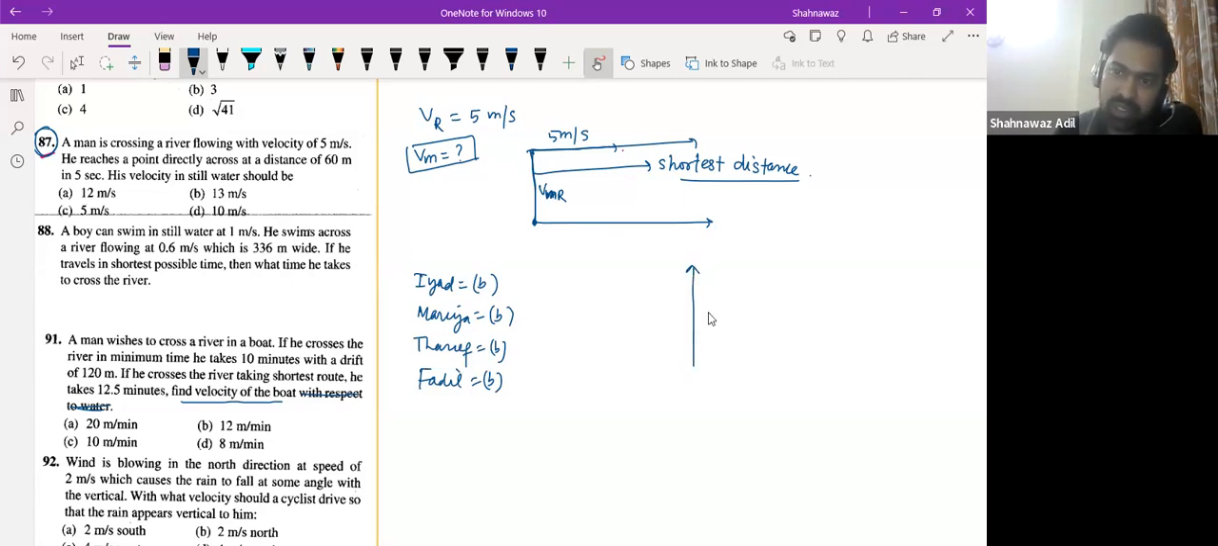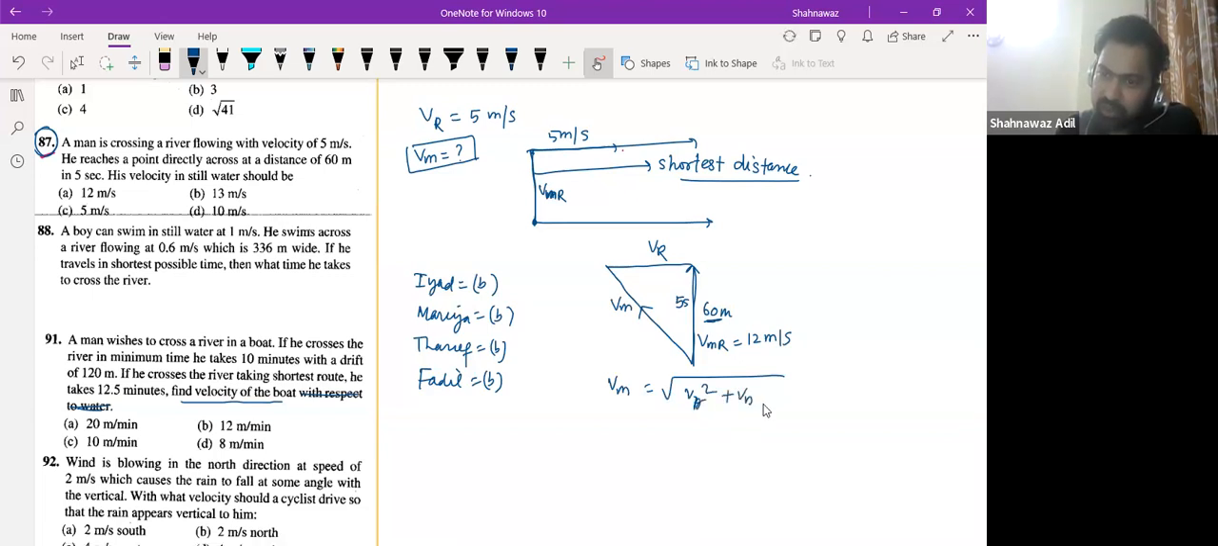So we are talking about shortest distance. This distance is 60 meter, time is 5 seconds, which means that velocity is 60 by 5, so this VMR is 12 meter per second. So you have this velocity 12 meter per second, this velocity VR, and this is the velocity with which he started moving. Because he is covering the shortest distance, he has to move in this direction. So Vm square is VR square plus VMR square, and we know that this is a triplet, 5, 12, and this would be 13. So this is the correct answer. Yes, absolutely correct.